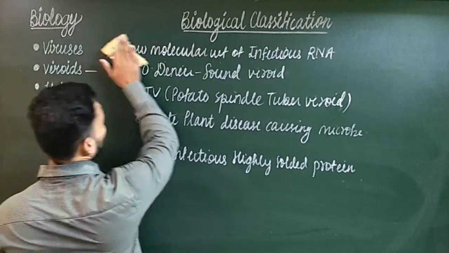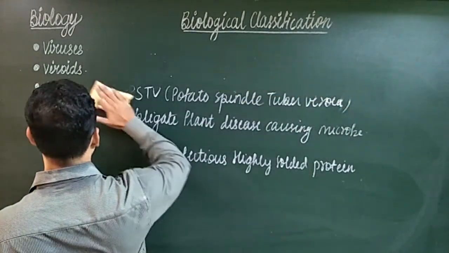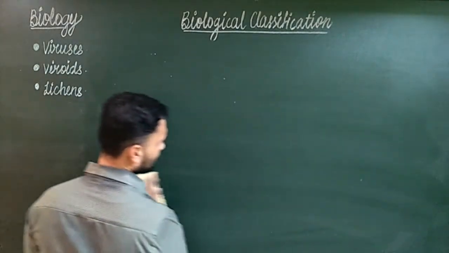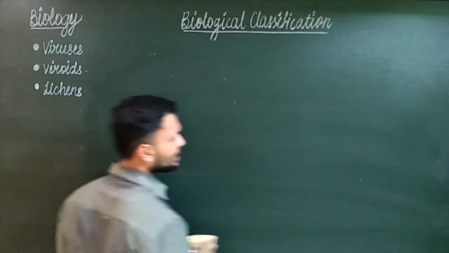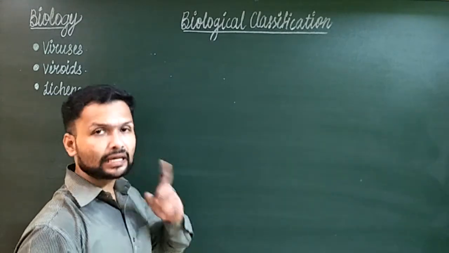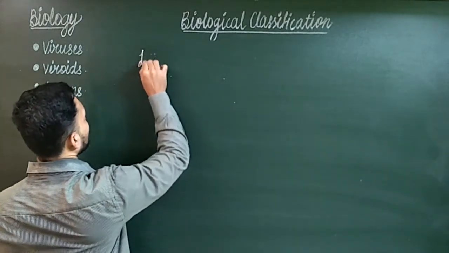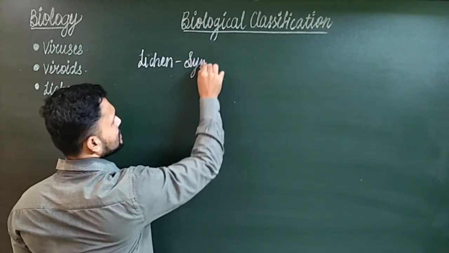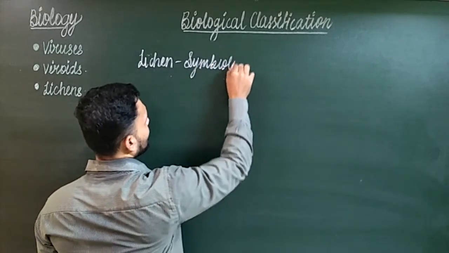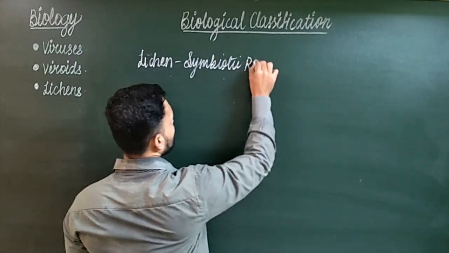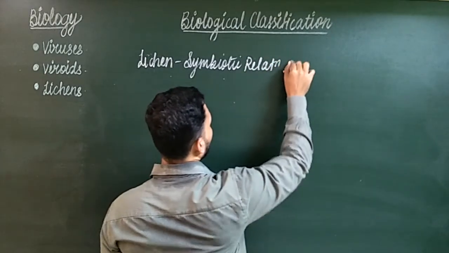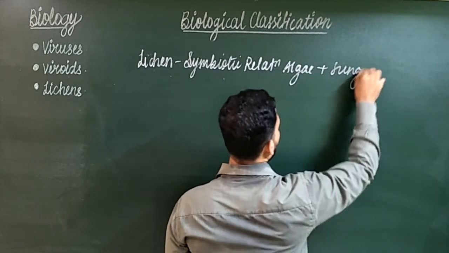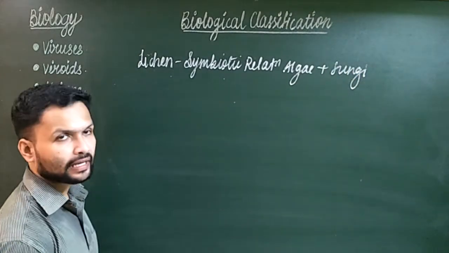And the last one given is lichens. I have also explained this in the topic where we saw fungi, where we saw the symbiotic relationship between the fungus and the algae. So lichen is basically a symbiotic, give and take relationship between algae and fungi. It is a mixture of algae and fungi.